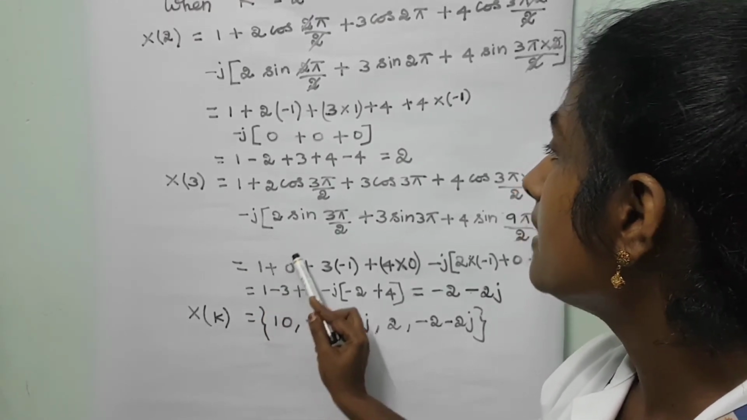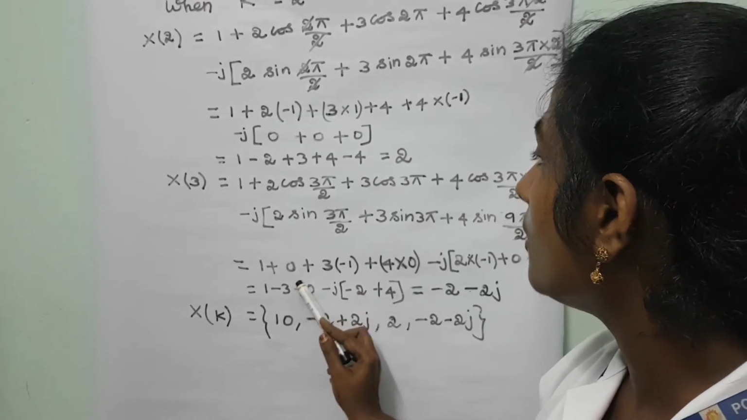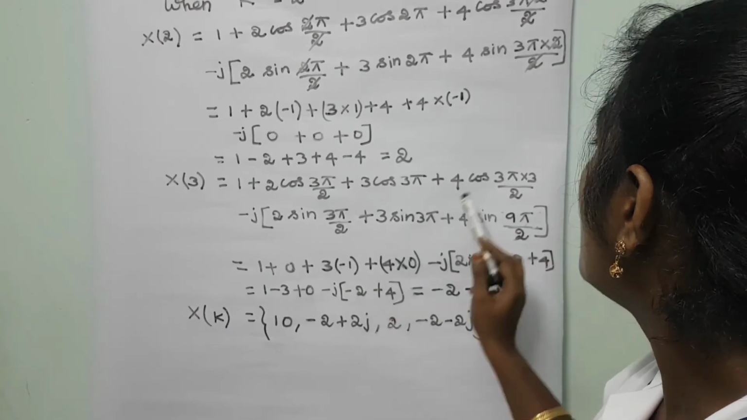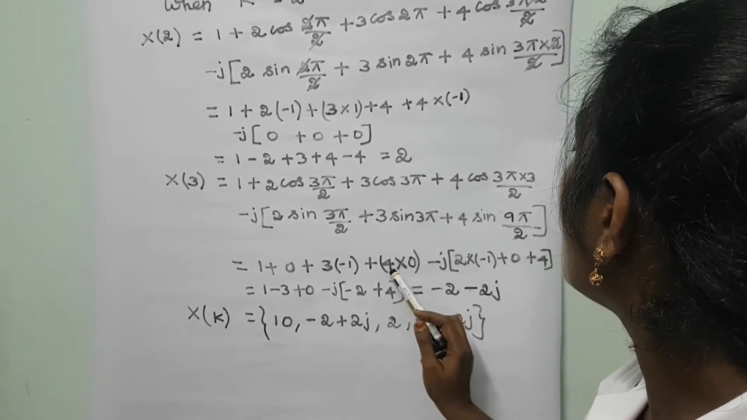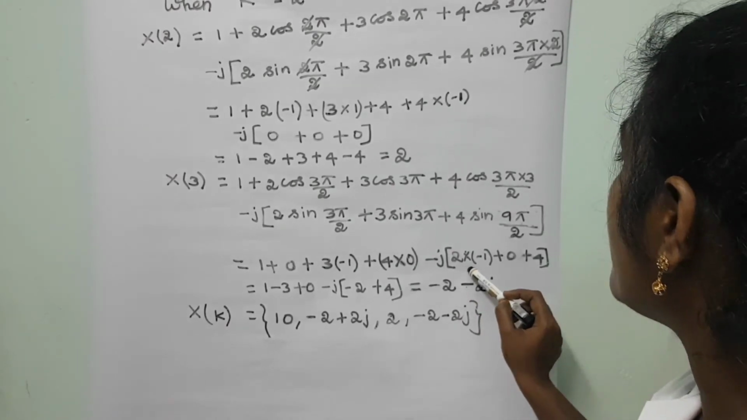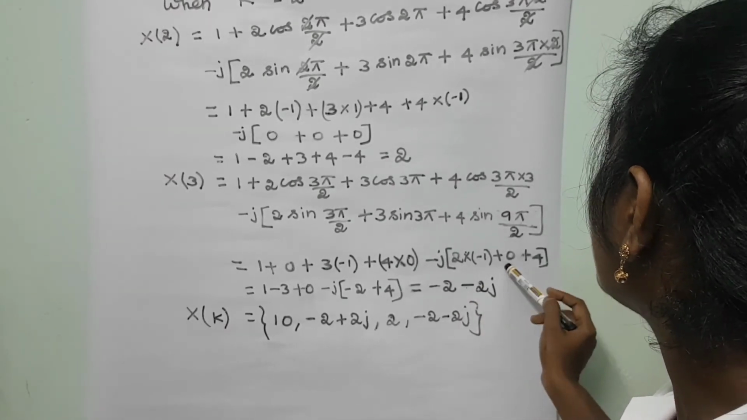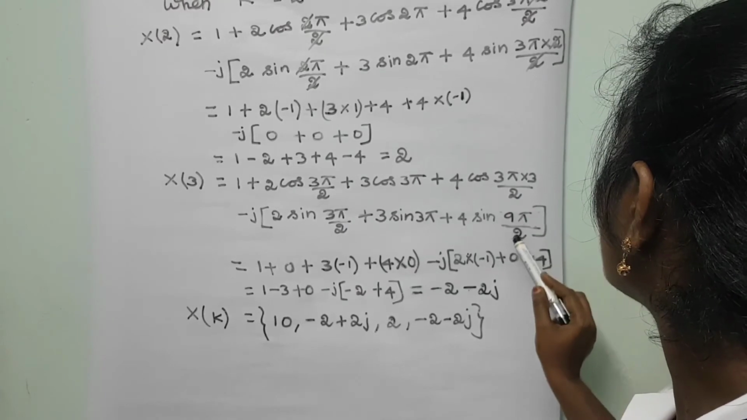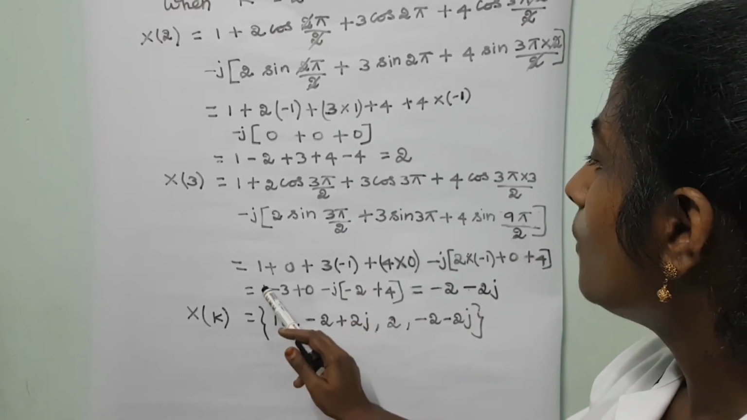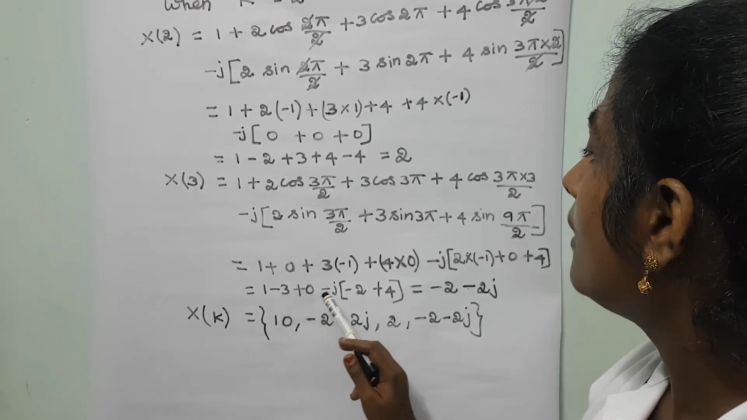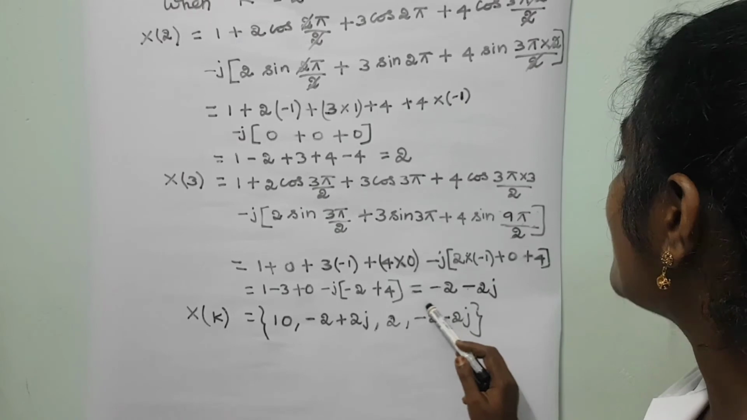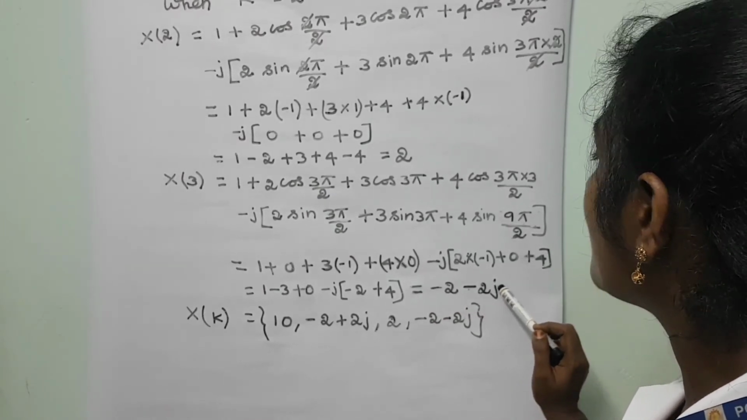So 1 plus cos 3 pi by 2 is 0, plus cos 3 pi is minus 1, so 3 into minus 1, cos 9 pi by 2 is 0, so 4 into 0, and here also sin 3 pi by 2 is minus 1, plus sin 3 pi is 0, plus sin 9 pi by 2 is 1. So you will get the answer as 1 minus 3 plus 0 minus j into minus 2 plus 4. So the answer is minus 2 minus 2j.